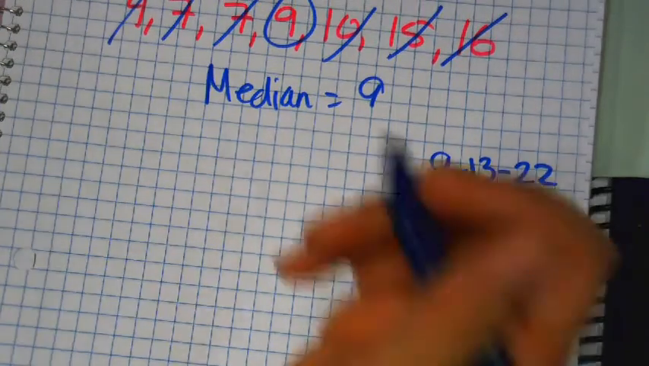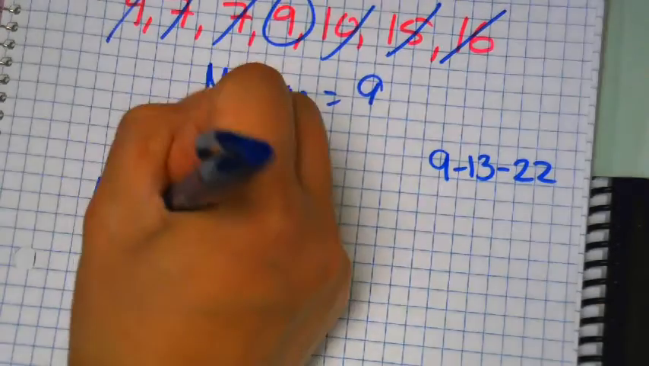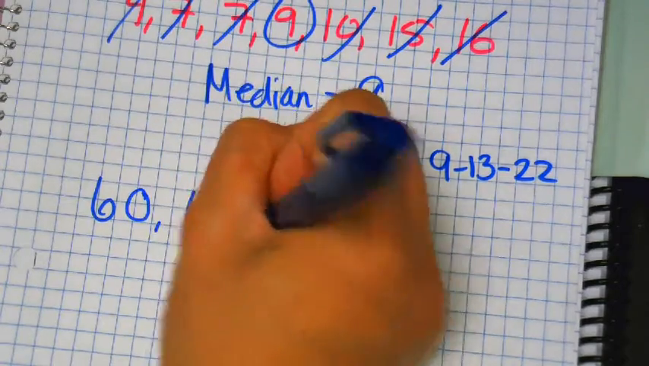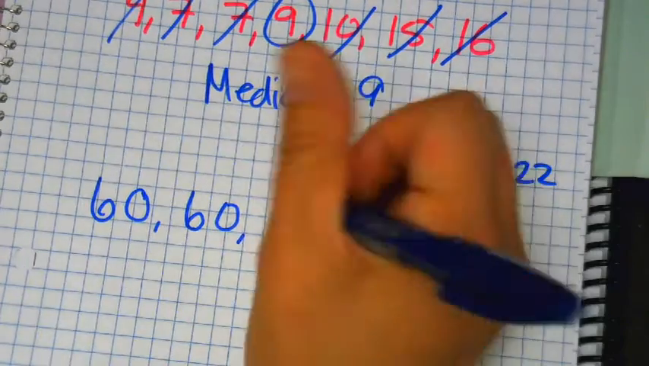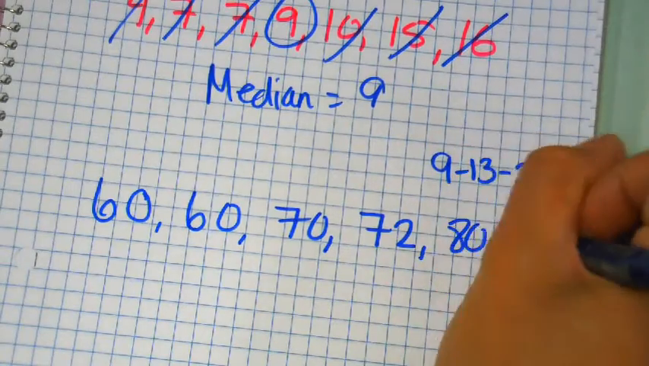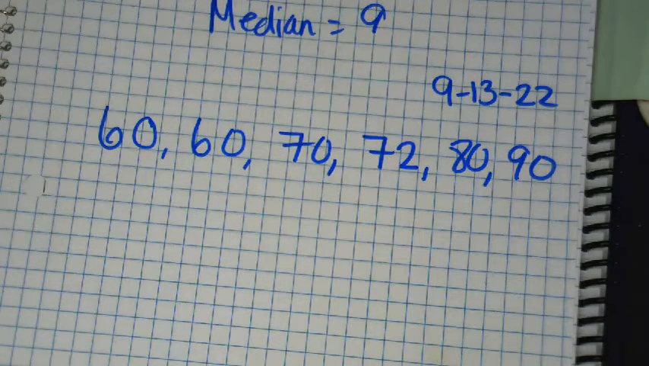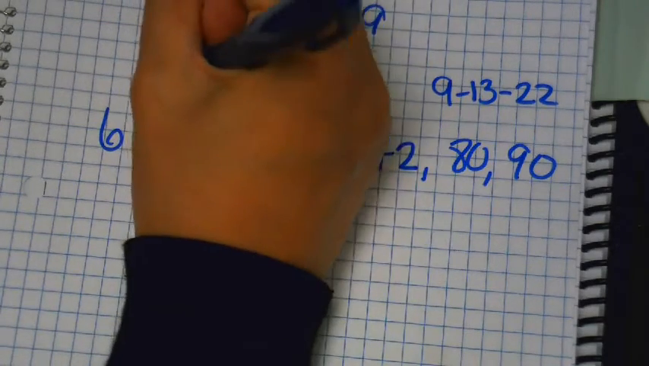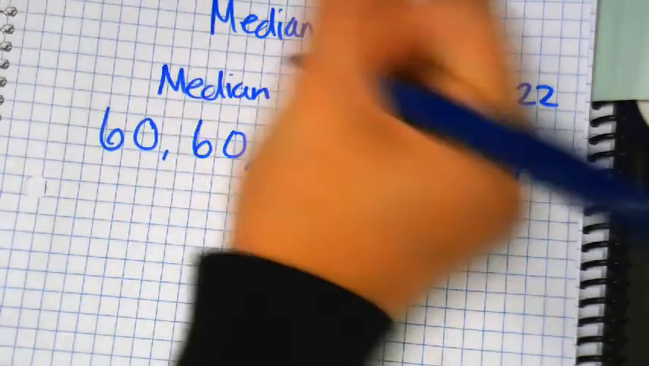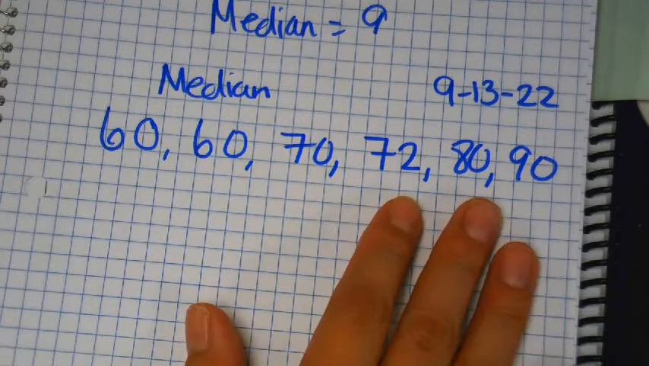All right, let's write these numbers down. I'm going to give them to you already in order, so there's less to do. 60, 60, 70, 72, 80, 90. Now, I already put them in order, so we speed up the process. All right. Where are we finding the median? This is median day 2, or for you guys day 1.5. So here's my list of numbers.